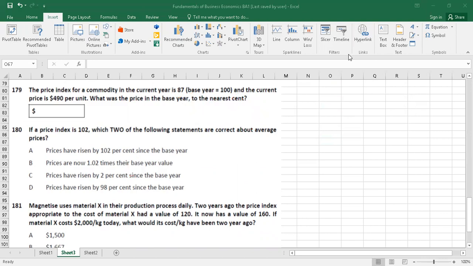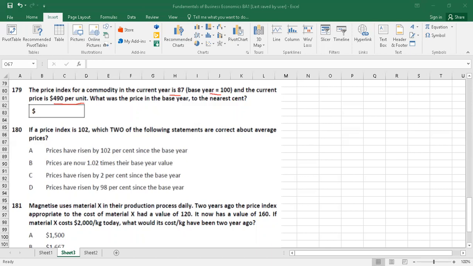179. The price index for a commodity in the current year is 87. Base year is equal to 100. And the current price is $490 per unit. What was the price in the base year to the nearest cent? The price index for a commodity is 87. Base year it was 100. And the current price is 490 per unit. In the base year. Okay.